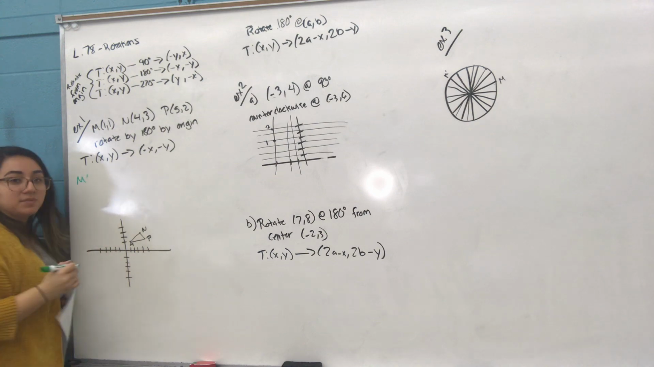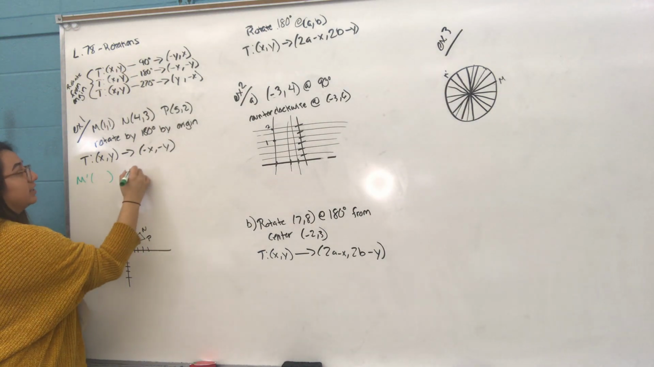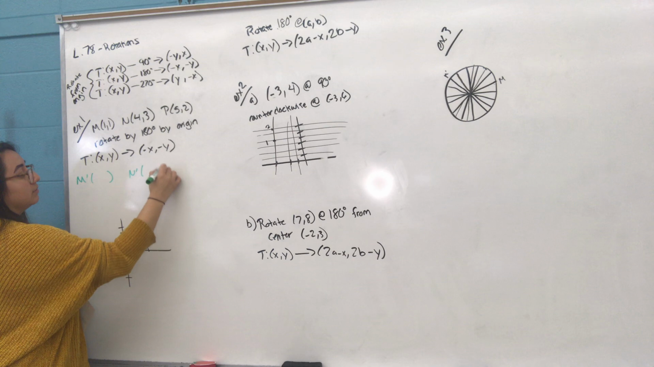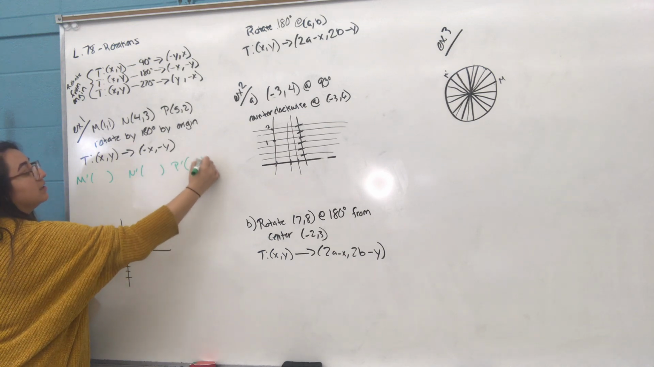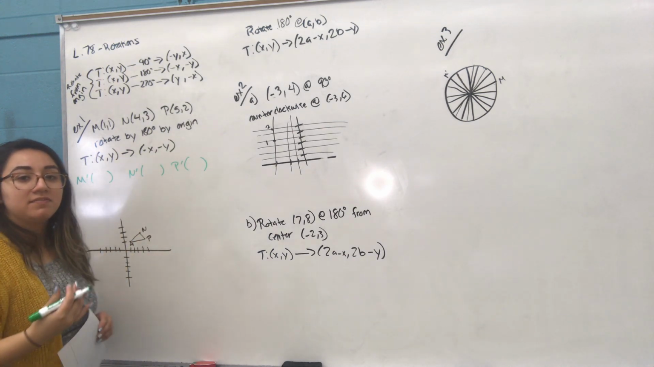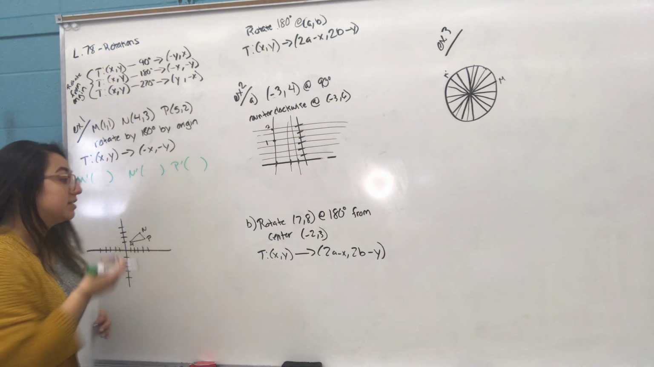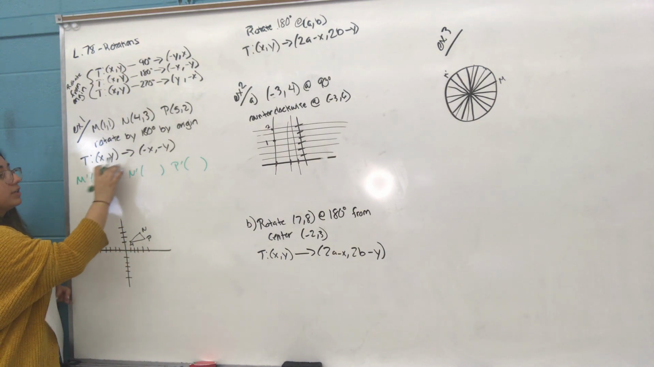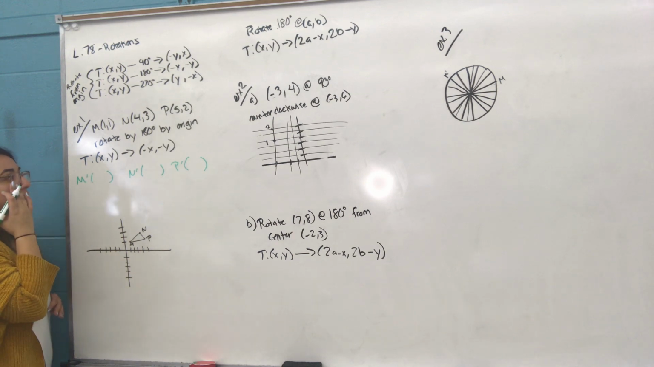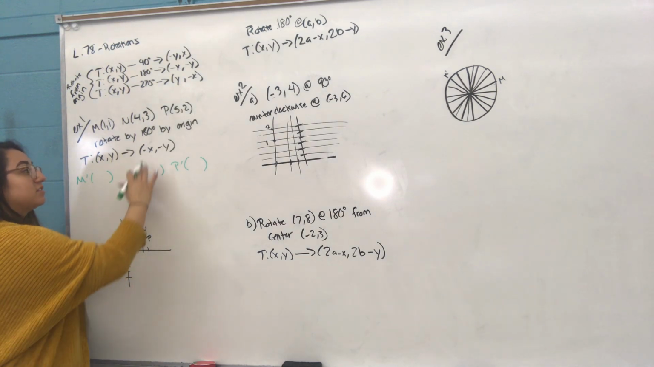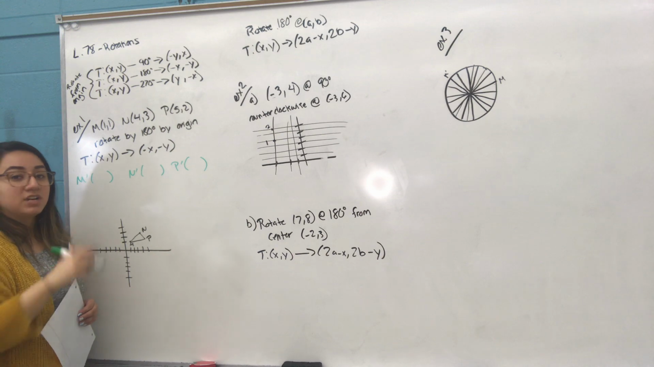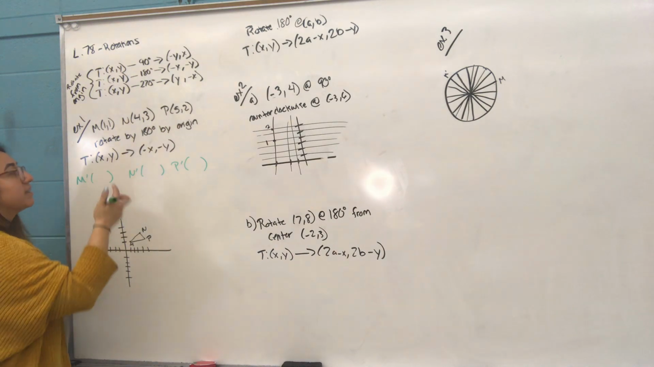Whenever you're writing the new ones, you put M, comma, whatever you have. N, comma, whatever you have. P, comma, whatever you have. Because each of those commas signifies that it's been translated, it's been rotated, etc. Here, according to this formula, for it to rotate 180 degrees, you have to make your coordinates negative. You're not switching them at all, you're just making them all negative.